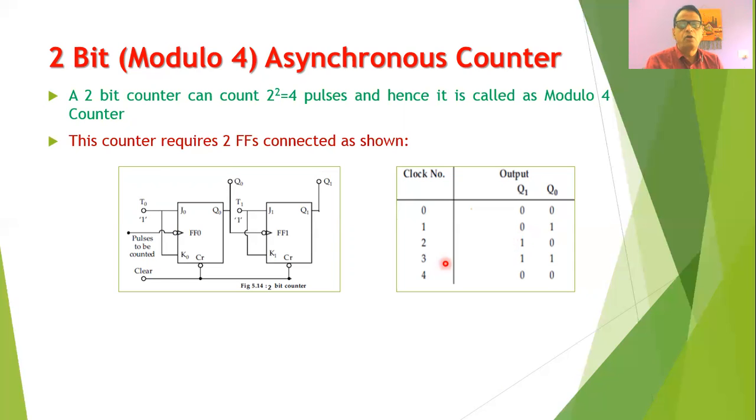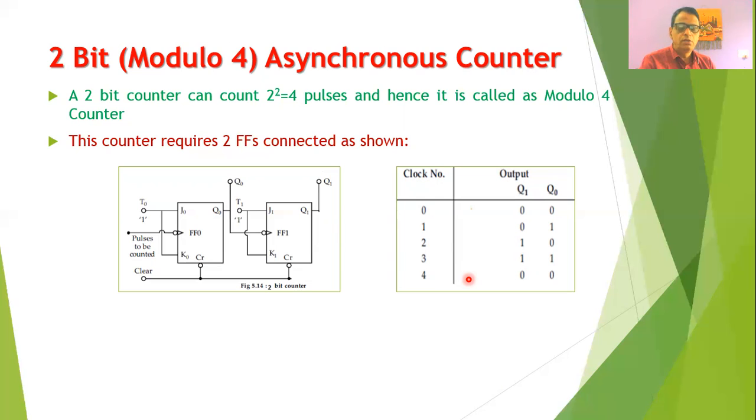When we apply the third clock pulse, the output Q0 will get toggled. Every time we apply a clock pulse, the output Q0 will get toggled, but output Q1 will get toggled only when Q0 changes from 1 to 0. Therefore, after the third clock pulse, Q0 becomes 1 and Q1 remains 1. When the fourth clock pulse is applied, output Q0 becomes 0, and now Q1 also changes and becomes 0. Therefore, after the fourth clock pulse, both outputs of the counter become 0, 0.